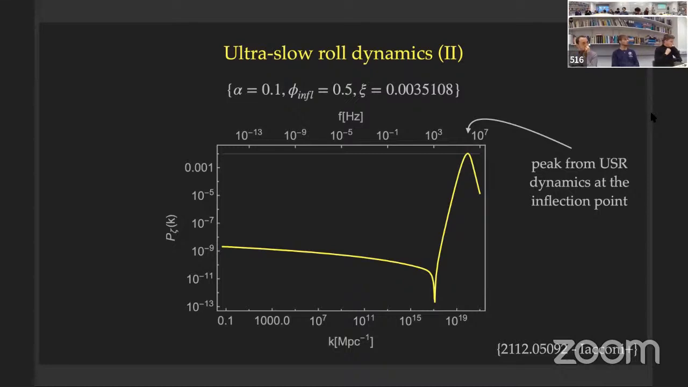I'm interested in what determines the value of k at the peak. I mean, how many parameters are there, there's alpha, but how many other parameters are there in the model? I think we're getting there.